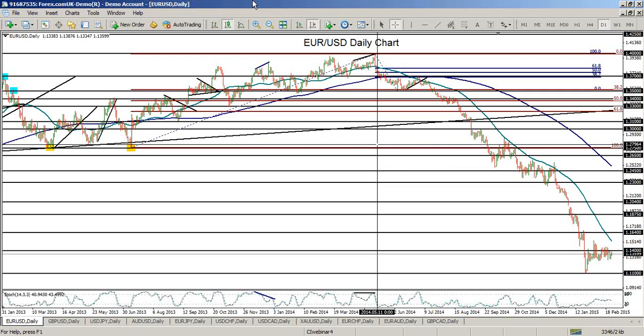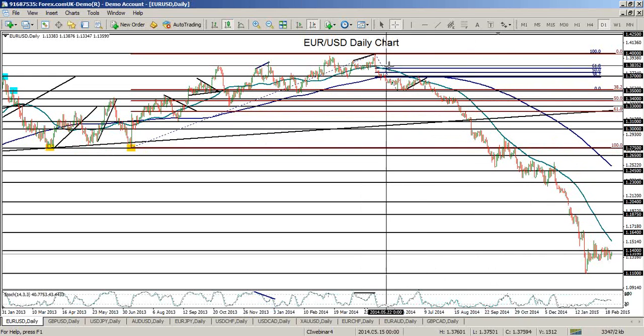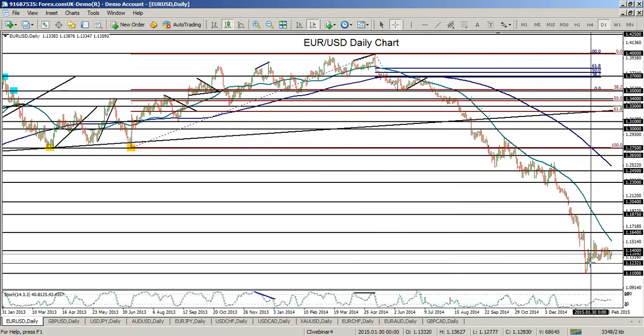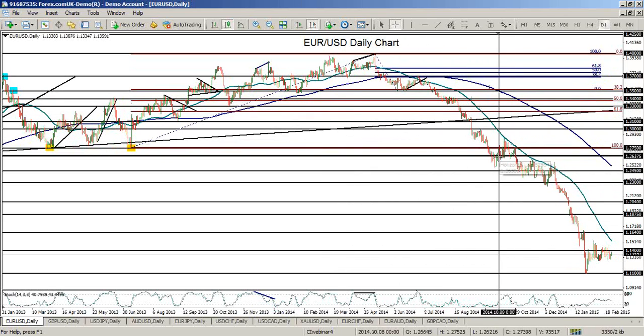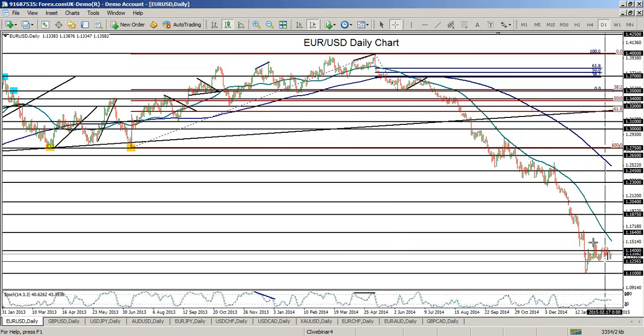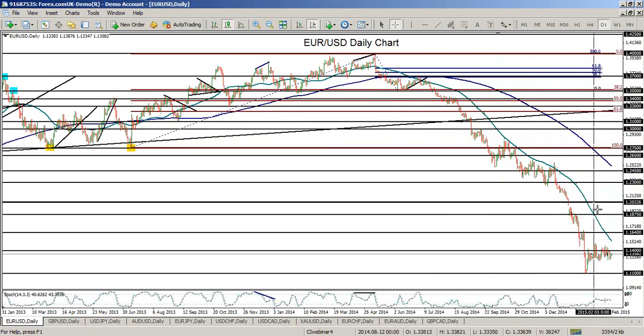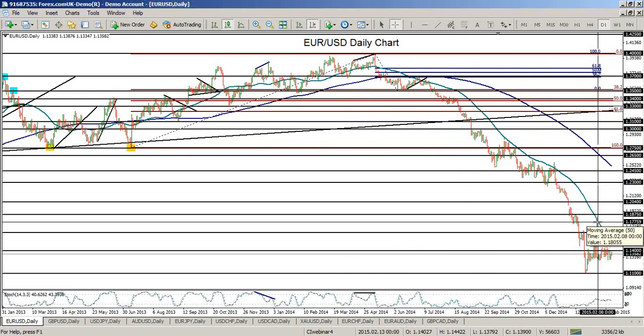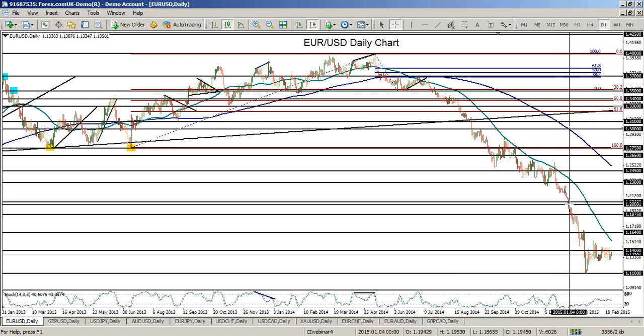Now, what I talked about on the euro-dollar, we take a look here. Very, very steep curve to the downside, a very steep downtrend. I have the 50-day moving average just following price action very closely. It's acting as resistance.